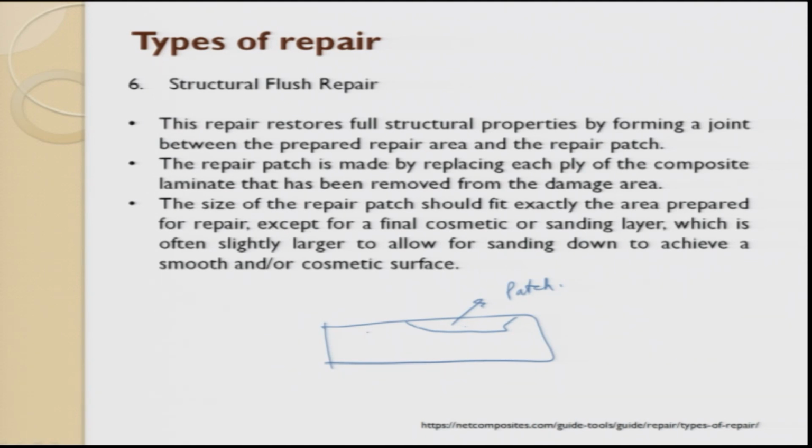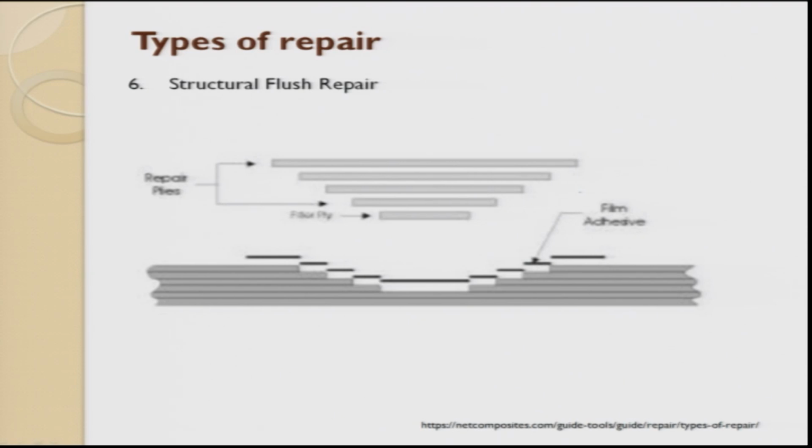The repair patch is made by replacing each ply in a composite laminate that has been removed from the damaged area. So this is what is a structural flush repair. So what happens is, so this is what is a structure.